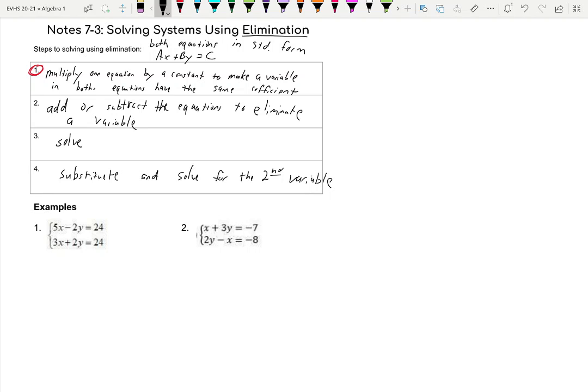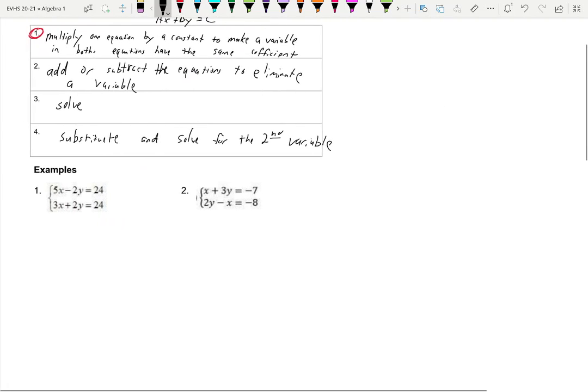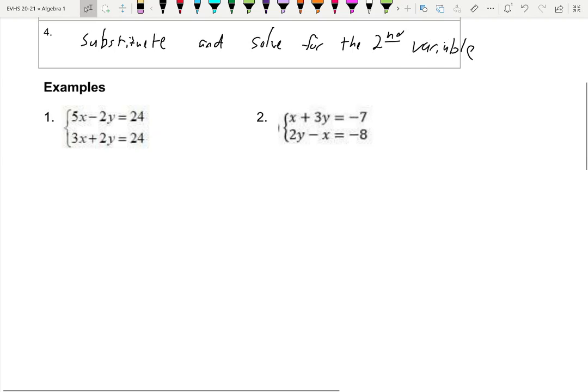Okay, so let's talk about what those steps 2 through 4 mean. Now, I'm looking at number 1, and I could see that, again, my -2 and my +2 are the same coefficient but with different signs. Now, if I was to add these two equations together, well, 5x plus 3x is 8x. -2y plus 2y, those cancel out. And then 24 plus 24 is 48.